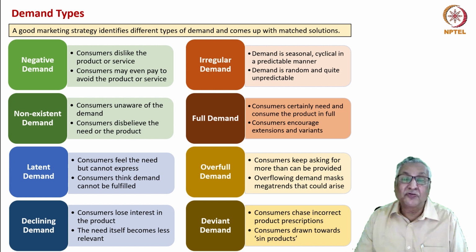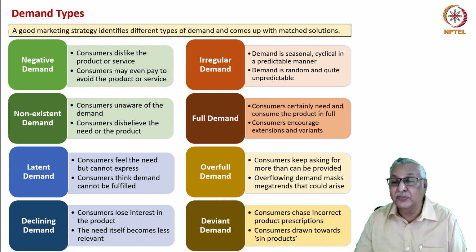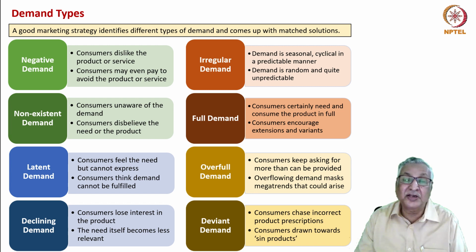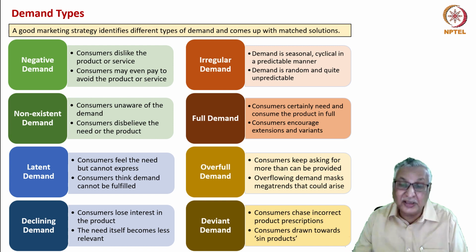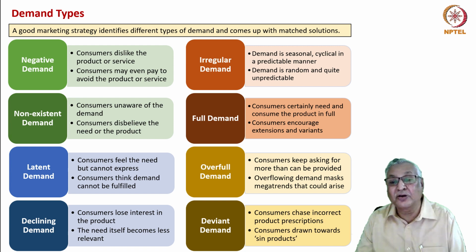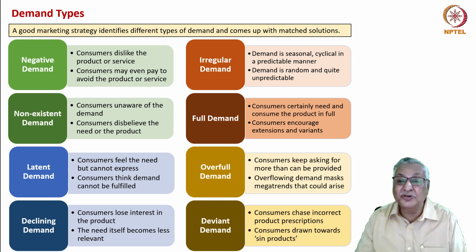Another type of demand is the full stable demand. That is, these are products and services which are required at all points of time in a year. Rice, other groceries, staple items, they are required at all times of the year. And consumers encourage extensions and variations thereof because they won't like to see the same product over and over again. They need the same product, but they would like to see it in different variants. That's why you can have different types of ready-to-eat foods and ready-to-cook foods coming up, and so on.